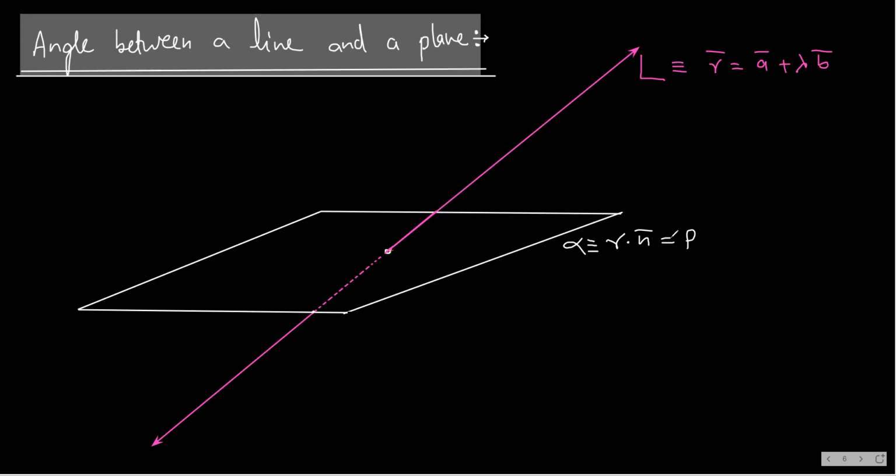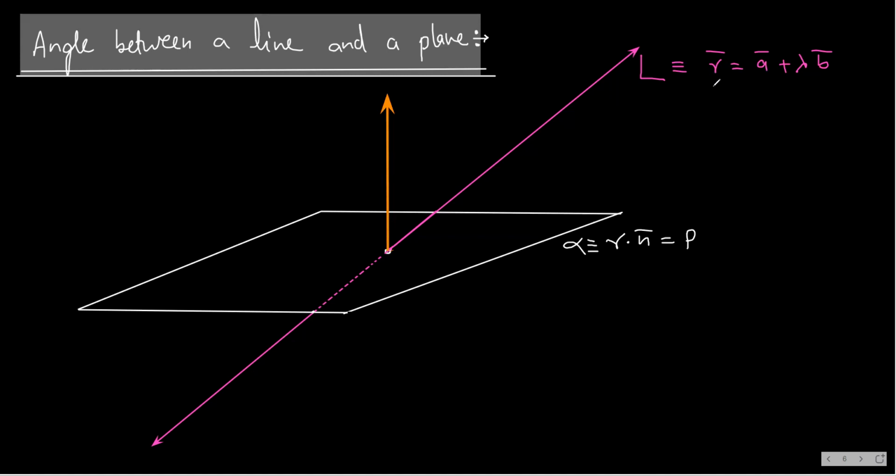Okay. So the plane here is alpha plane, what is this n bar? You know, this n bar is a normal vector to the plane. It is perpendicular to the plane. Okay. This is 90° to the plane. It is like this.